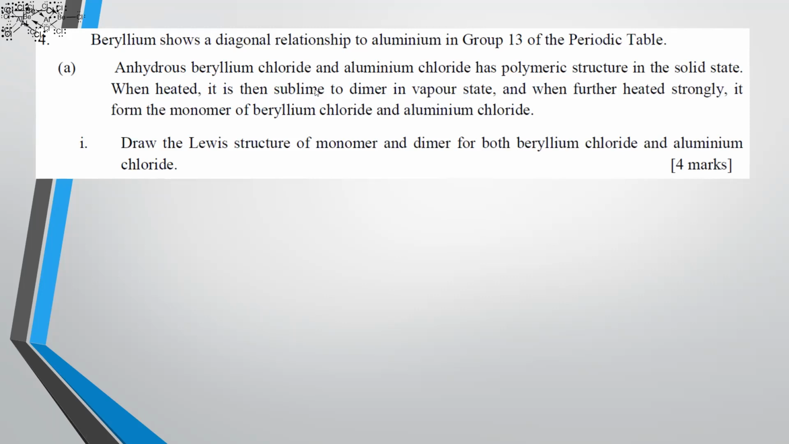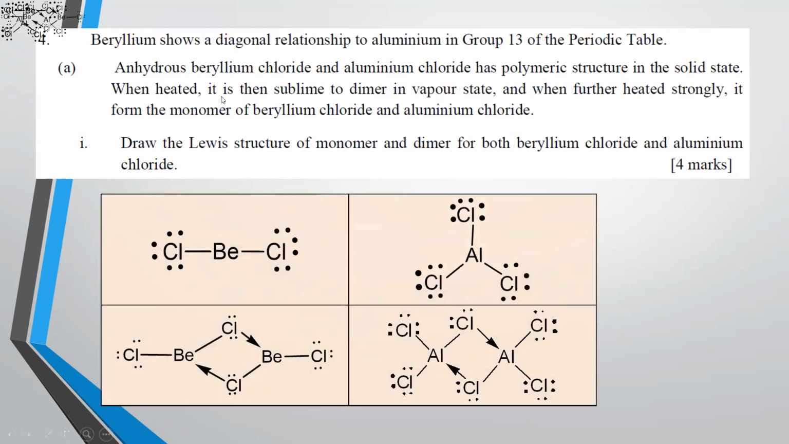Now, 1. Draw the Lewis structure of the monomer and dimer for both beryllium chloride and aluminium chloride. So you have to draw the monomer and the dimer of the aluminium chloride. If you are able to describe this correctly, then you should be able to get the first mark. In here, they want the Lewis structure, so the lone pairs, bond pairs, electrons, all of them, try your best to draw as completely as you can. So that is for number 4A1.